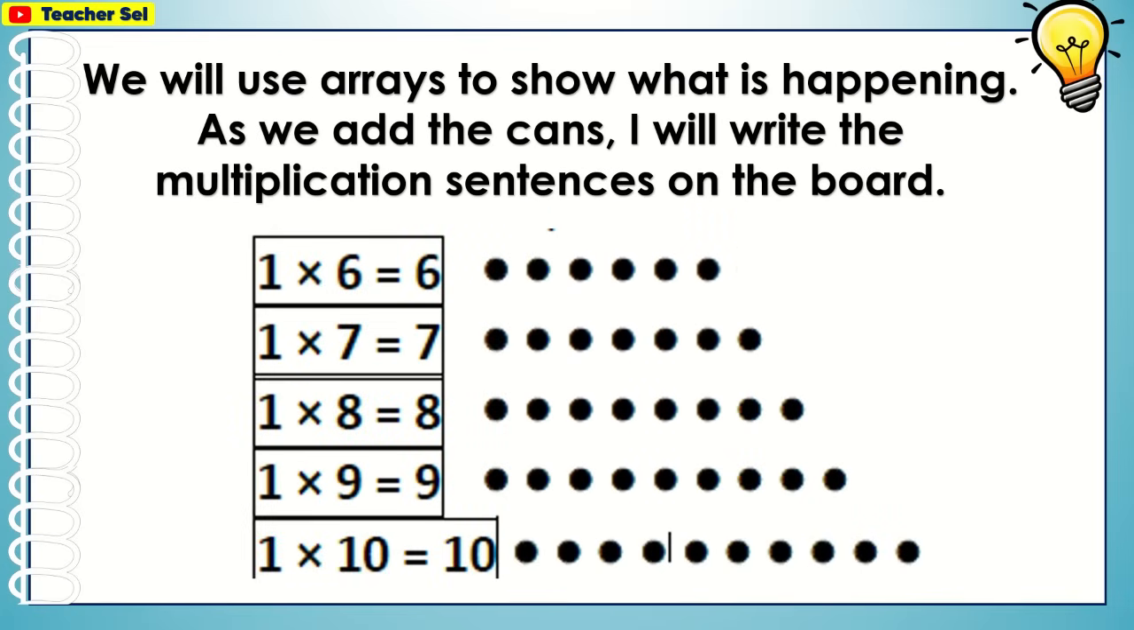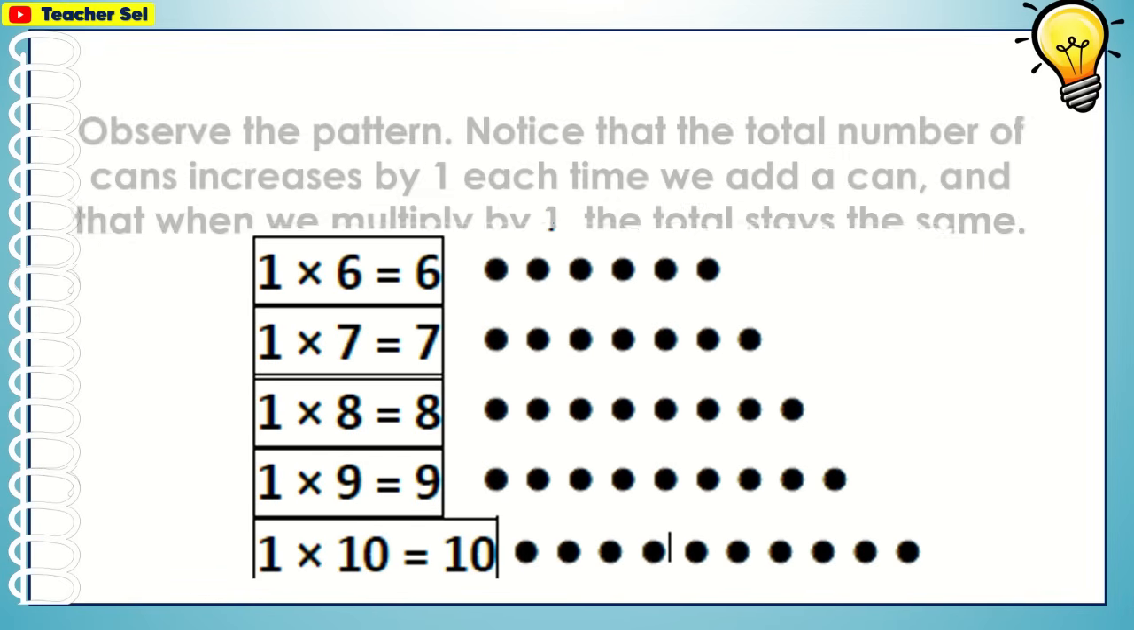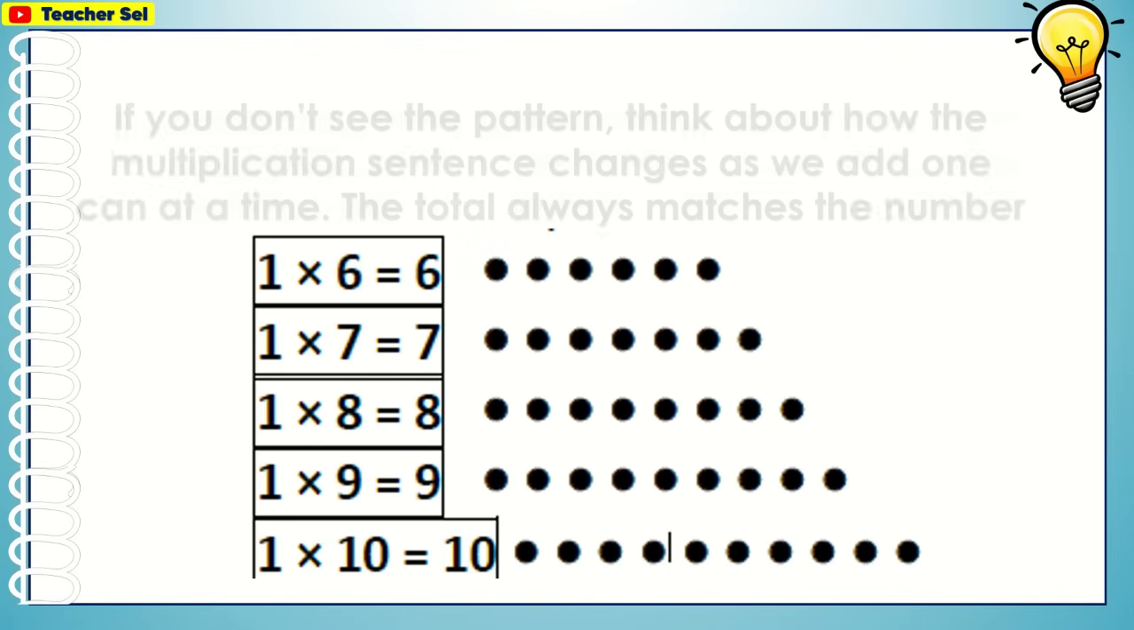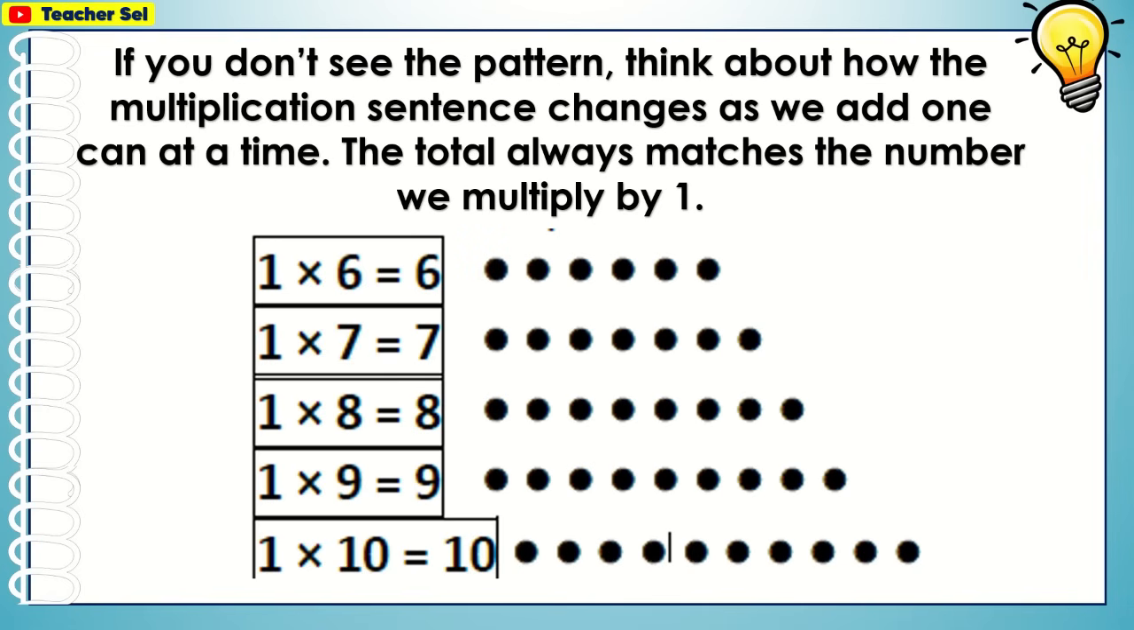We will use arrays to show what is happening. As we add the cans, I will write the multiplication sentences on the board. Observe the pattern. Notice that the total number of cans increases by 1 each time we add a can, and that when we multiply by 1, the total stays the same. If you don't see the pattern, think about how the multiplication sentence changes as we add 1 can at a time. The total always matches the number we multiply by 1.